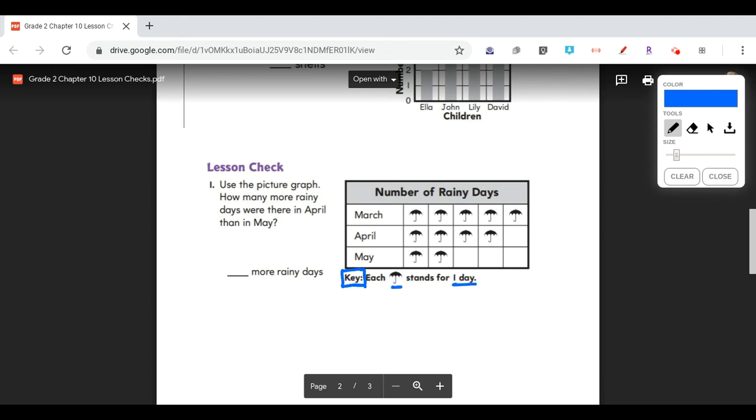That's important. So if we're going to compare the number of rainy days in April to the number of rainy days in May, we need to count up how many were in April and how many were in May.